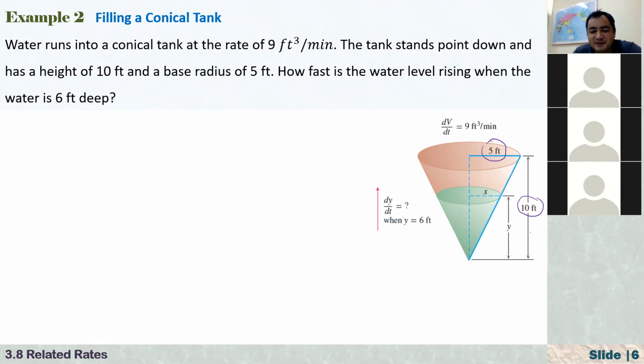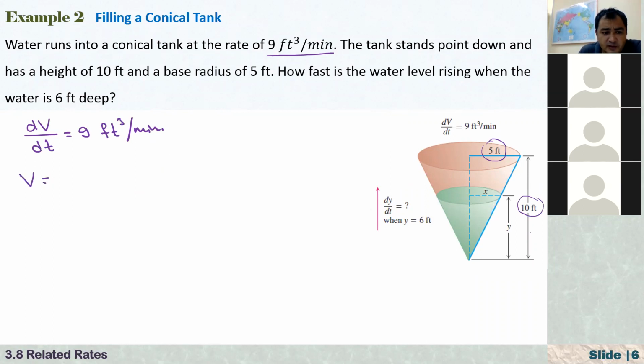Anyway, let's continue. So what is the question here? Now what is given here? It says that water runs into a conical tank at the rate of 9 feet cubed. What is this actually? That means the change of the volume of the water with respect to t. It is given here, it is 9 feet cubed per minute. That's given, okay? And how do you find the volume of the water in the container? That means, what is the volume of the cone?